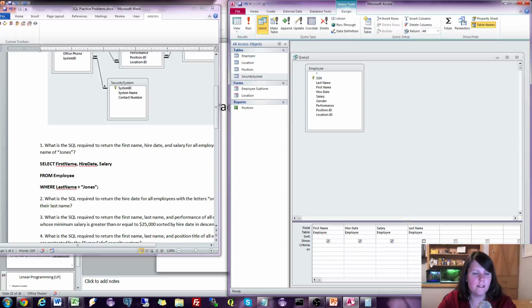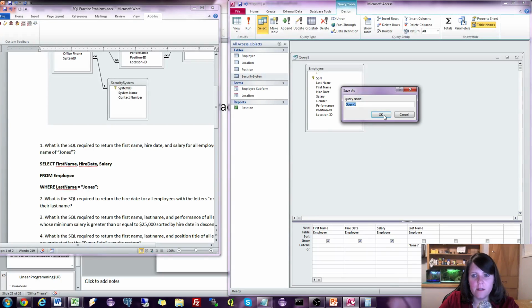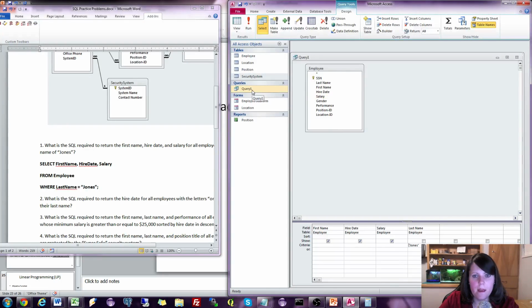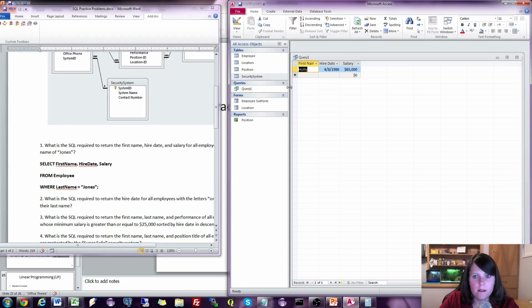So again, it will be exactly the same as your project: upload the file, as well as answer the quiz questions. Okay, so I'm not going to show last name, but I will have the criteria that last name equals Jones, so I'm just going to put Jones in quotes here. I'm going to save it, and then if I run that, I get, assuming that Holly's last name is Jones, first name, hire date, and salary.